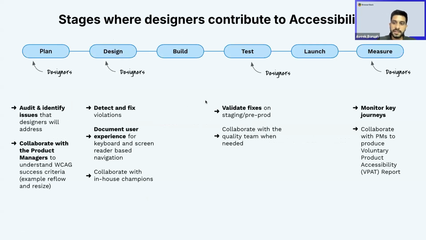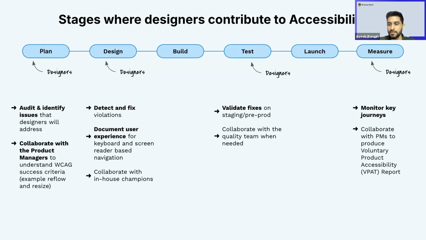Yep. So designers can get involved at all of these stages. Maybe at the planning stage, if you have existing websites or digital properties, you can audit and identify issues in them. You can collaborate with your PMs, product managers, to understand which success criteria to follow. At the actual design stage, you can do the real heavy lifting as a designer by fixing violations, creating documentation around user experience, keyboard interactions, screen reader navigation, like reading order, right? At the testing stage, designers can get involved in validating some fixes, doing sanity checks.